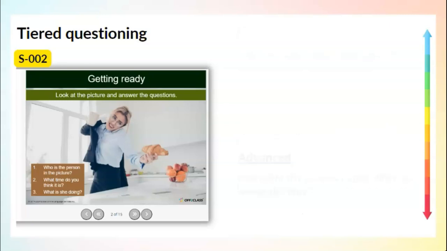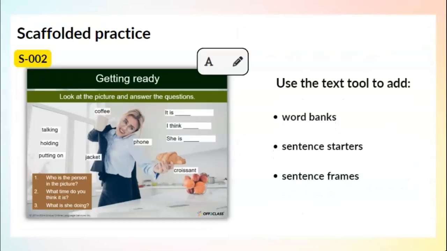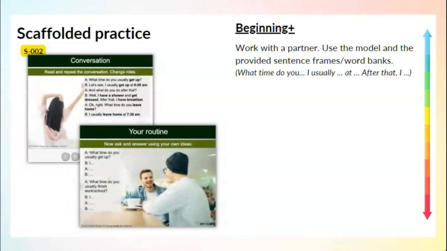Why? Another strategy you could use here is scaffolded practice. Use the text tool on a slide to add word banks, sentence starters, or sentence frames like I have here. This can help students to engage with the content no matter their level. Let's take a look at another type of exercise.